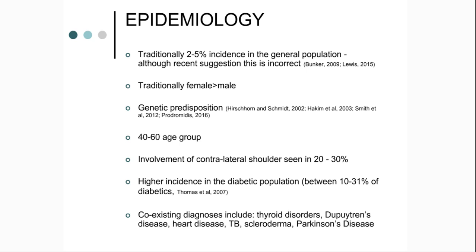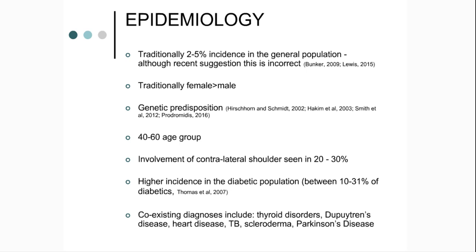Again, the age group where we generally see this condition is 40 to 60, so it's a middle-age kind of condition. Rare to see people under about 35, that would be the youngest that I've seen, and also rarer to see them beyond the early to mid-70s. In fact, in Japan, this disorder is actually called the 50-year-old shoulder. Commonly there is involvement of the contralateral shoulder, and I certainly see that clinically.